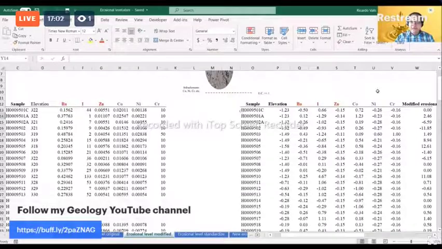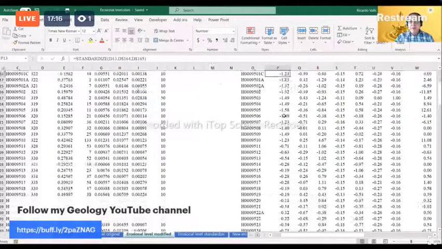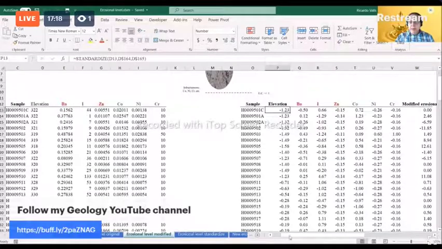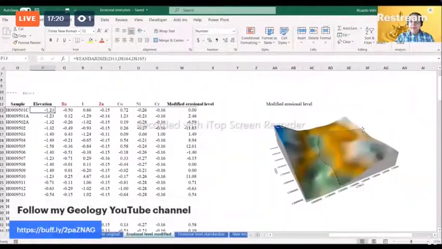I also did the same thing. I standardized it, and then when I apply the modified erosional level, I have the same formula, but I multiply it by the elevation, like a modified coefficient. And when I look at the map, I get this map, which is a combination of elevation and the chemistry.